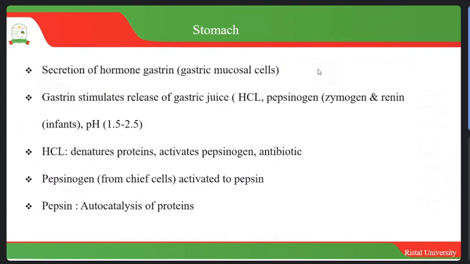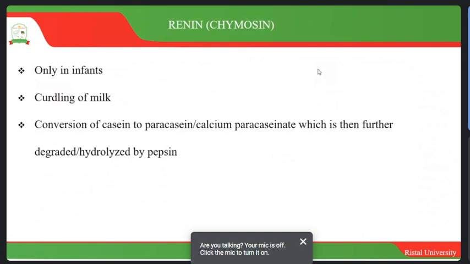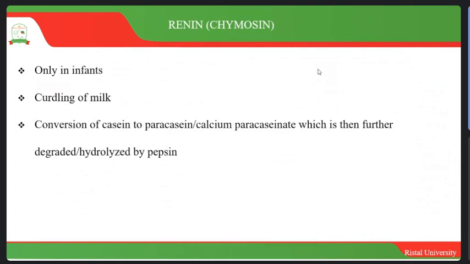It is activated to pepsin, just like we said earlier, and its role is autocatalysis of the proteins, meaning it is involved in the hydrolysis of proteins. So it breaks down proteins here. Renin, which is found only in infants and is also called chymosin, curdles milk.